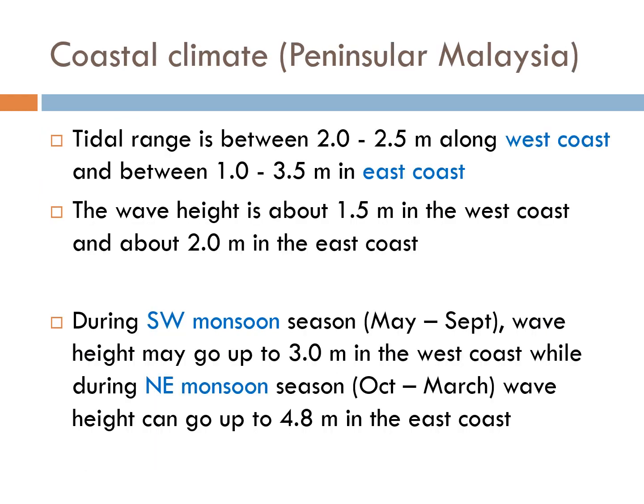If we take a look at the coastal climate in Peninsular Malaysia, the tidal range in the west coast is usually about 2 to 2.5 meters, whereas in the east coast it is 1 to 3.5 meters. Meanwhile, the wave height in the west coast is lower at about 1.5 meters, and the east coast is at about 2 meters. During the monsoon season, the wave height may increase up to 3 meters in the west coast during the southwest monsoon, and up to 4.8 meters in the east coast during the northeast monsoon.